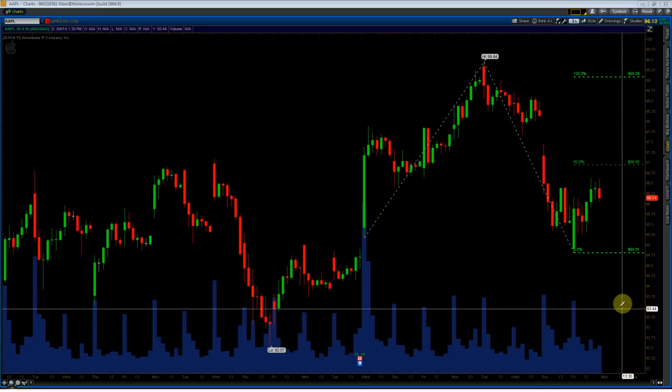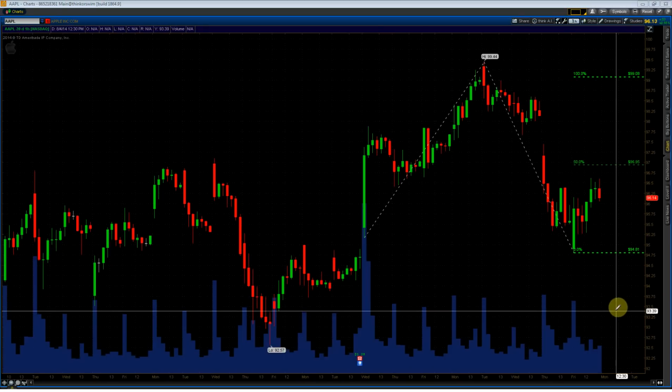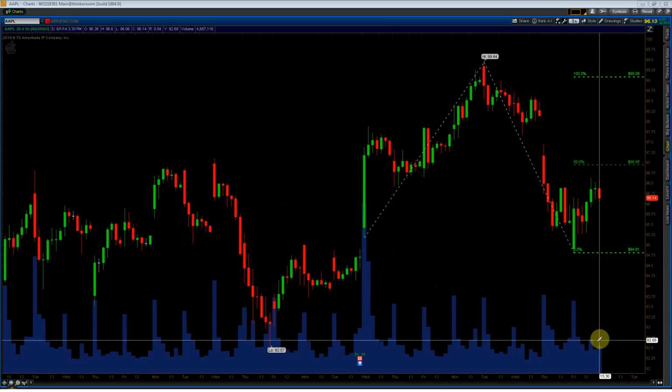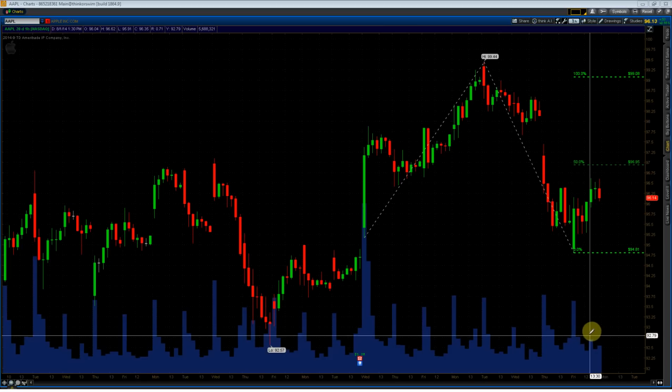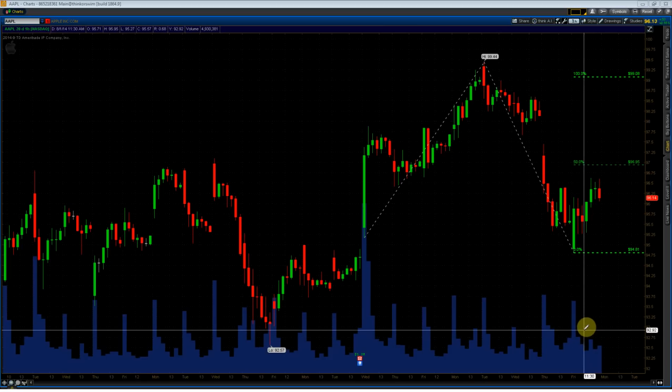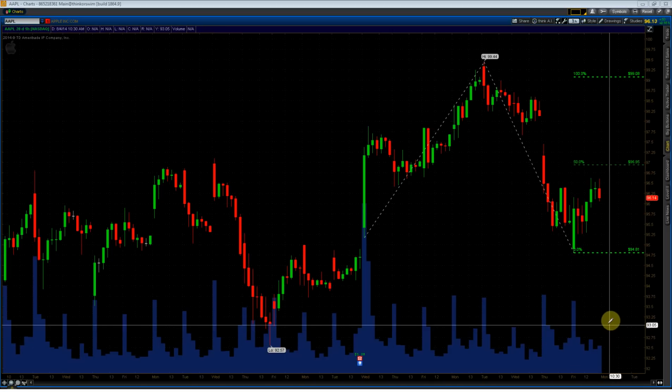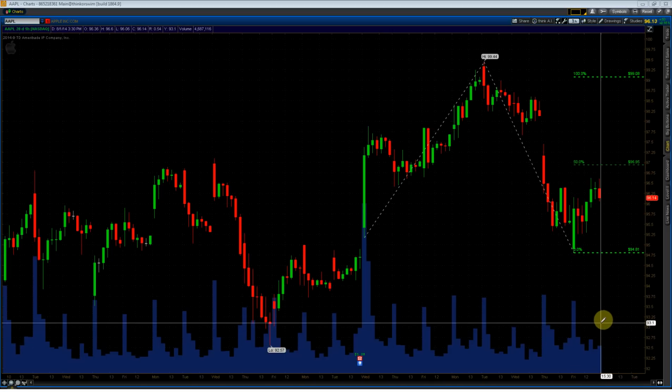Okay, now we're going to move over to the 60-minute chart. The next trade I have listed for Apple, the next potential trade, is still using the 94.81 support, looking for an entry under $96.95 on the August 16th 98.57 calls.